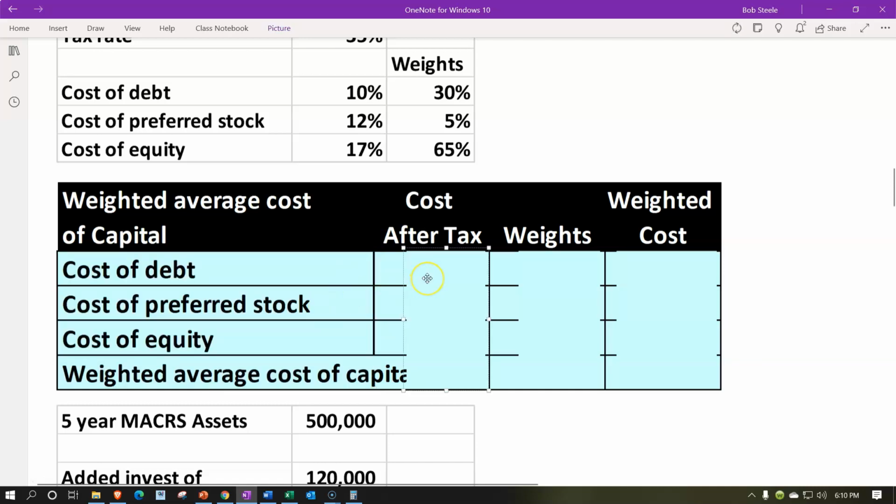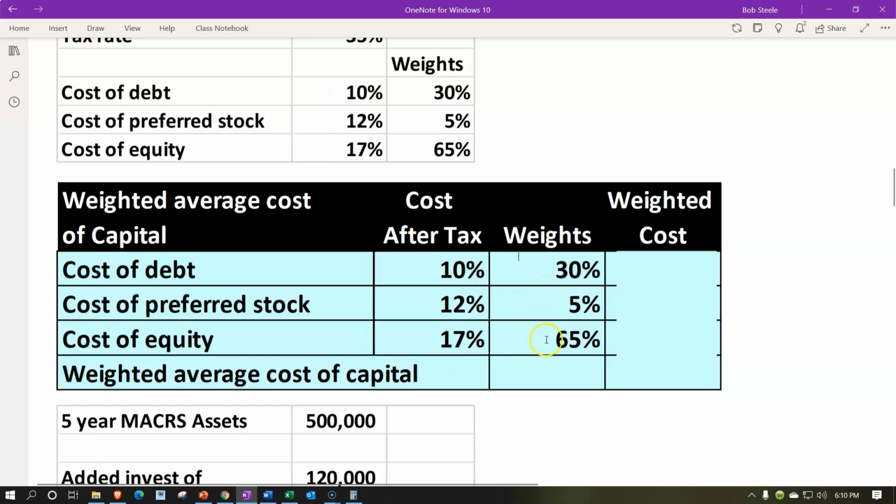So we've got the cost of debt, the cost of preferred stock, the cost of equity, just mirroring here. The weights then being the 30, the 65, and the 5. That adds up to, of course, 100%.